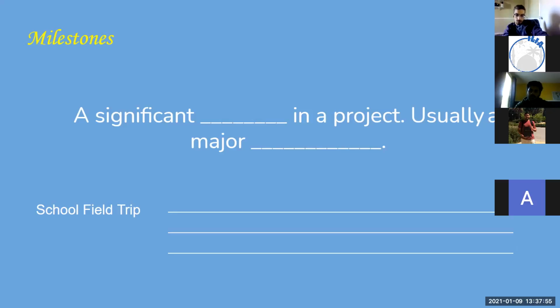Any thoughts? Choosing the location could possibly be one. What else? Collecting 100 permission slips, that could be another one.